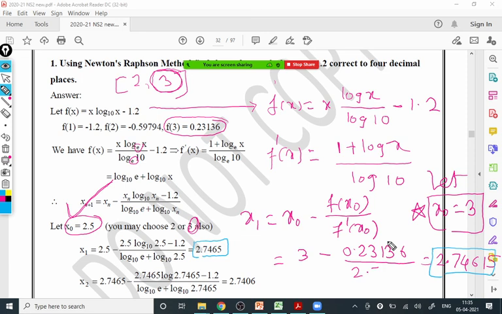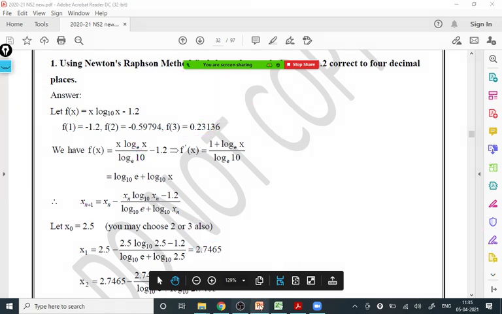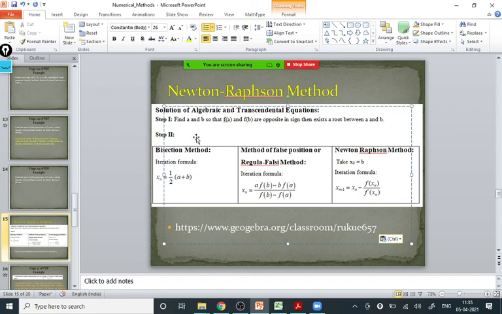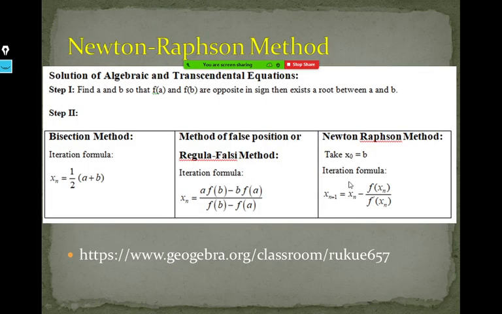Got it? The same thing I already wrote on the slide. I will show you here. This is the PPT, and here in this PPT I already wrote: take x0 equal to b if the interval is ab. Is that clear? Yes, sir. Okay.